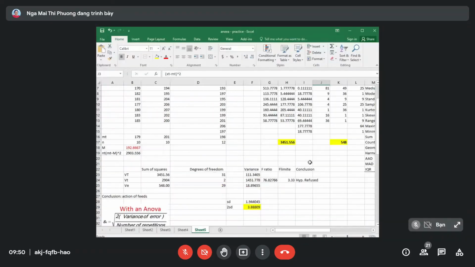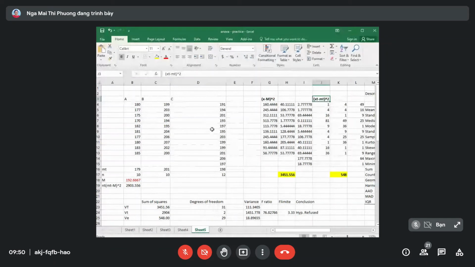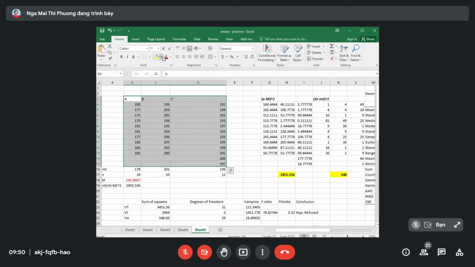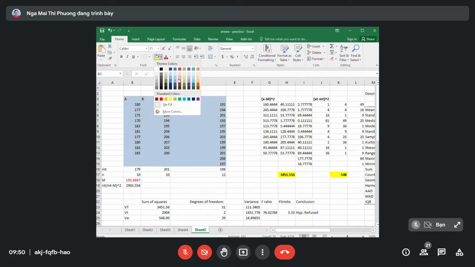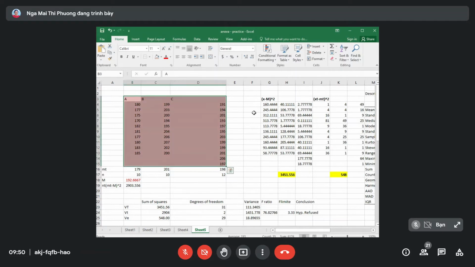So first, what do we need to do? You see my Excel file, right? Okay. So you see you have group A, group B, and group C. You see the data, right?